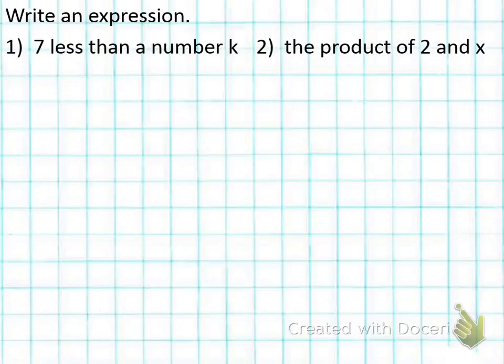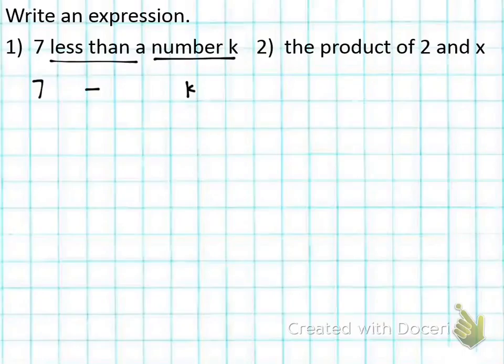So number 1, write an expression. The question says write an expression. So, eyes up here. First thing I'm going to do is look at number 1, and it says 7 less than a number. The first thing I do is find some math words. I know that less than means minus, so I'm going to put down a minus sign. A number k means just the letter k, and the 7 is in the front.